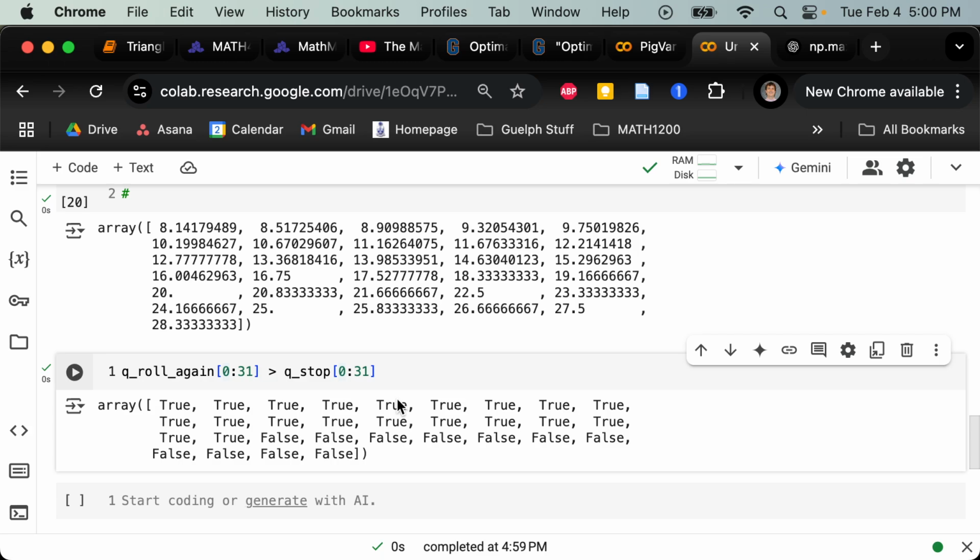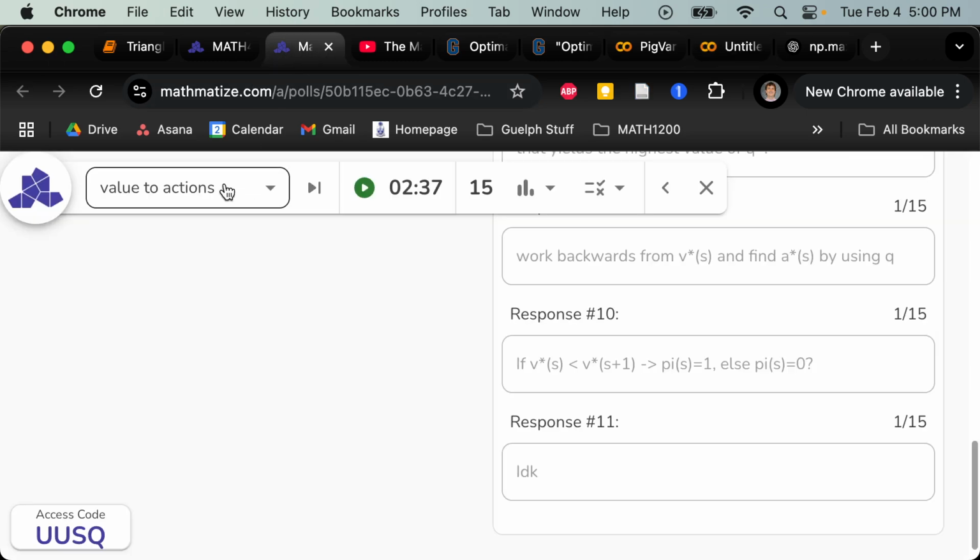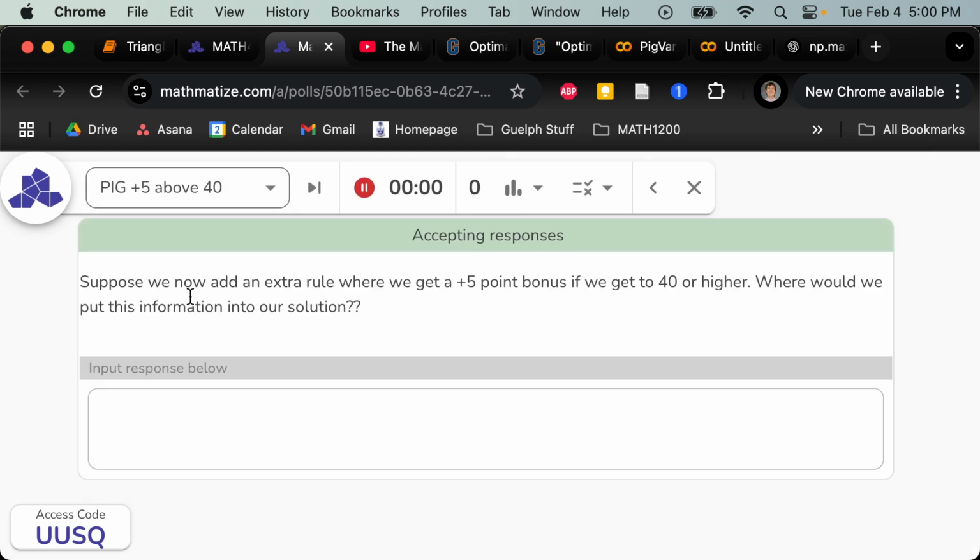Questions or comments? Okay, let's do one more fun little variant, which I have in Mathematize. Here's a new version of Pig. There's an extra rule. If you get to 40 or higher, you get a 5-point bonus. So you're at 39, you roll again, you make it to 41, then I'm going to give you an extra $5 at the end of the game. An extra $5. How would you put this into our solution?